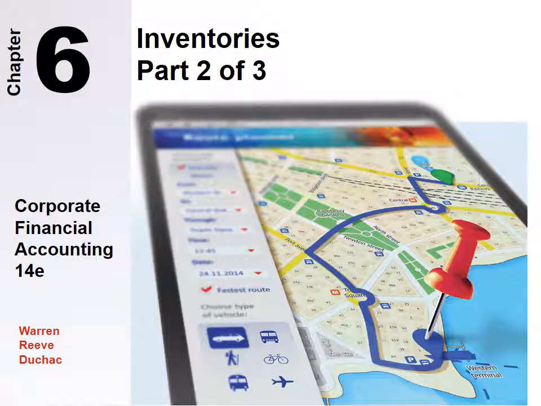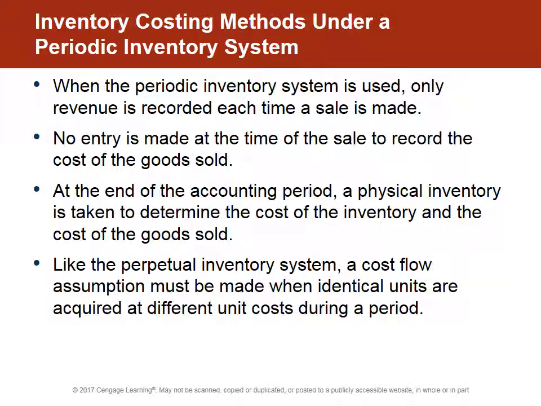Financial Accounting, Inventories, Part 2 of 3, Chapter 6. Let's talk about the 4 inventory methods that we've mentioned: FIFO, LIFO, average cost, and specific ID.